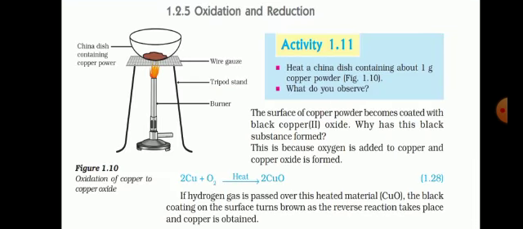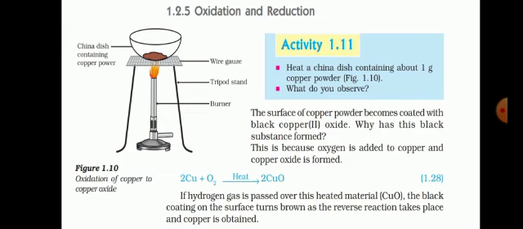Okay, now let's see the activity which is given in your textbook to make you understand better about this oxidation and reduction, that is your redox reaction. I hope that you understood what is oxidation and what is reduction. Oxidation and reduction can be seen in terms of three cases, that is in terms of oxygen, hydrogen and electrons. So let's see the activity.